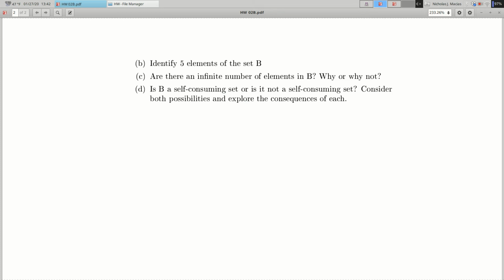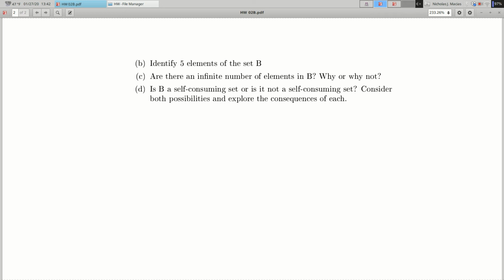Are there an infinite number of elements in B? Are there an infinite number of sets that are not self-consuming? What do you think? Yes. Why? Is there an infinite number of sets? Yeah, there's an infinite number of sets, and just about any set we can think of does not contain itself. I could just pick sets of integers. I could say all the integers bigger than 1. Well, that's not self-consuming because it doesn't contain any sets. All the integers bigger than 2, that's a different set that's also not self-consuming. So there's an infinite number of things in B.